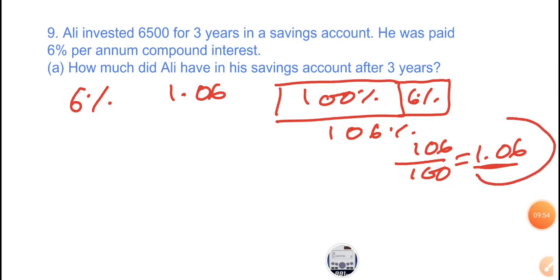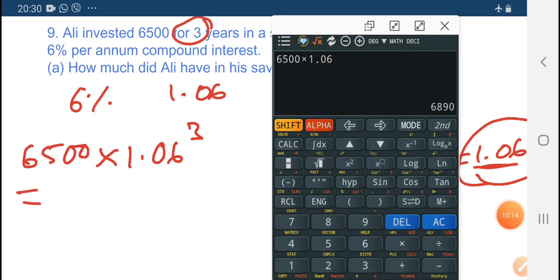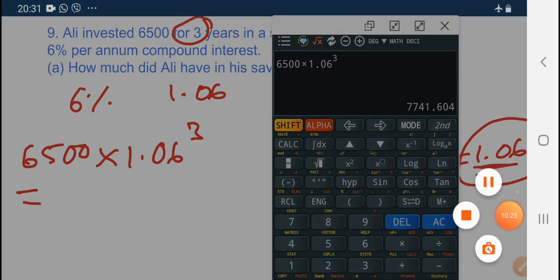So now that we know the decimal multiplier is 1.06, the initial amount invested was £6,500, and the decimal multiplier is 1.06. And how many years was it invested for? It was invested for 3 years. So if you do it to the power of 3, then you get your calculator out. I've already typed in 6,500 times 1.06, and then it's to the power of 3. So at the end of the 3 years, you'll have £7,741 and 60p.